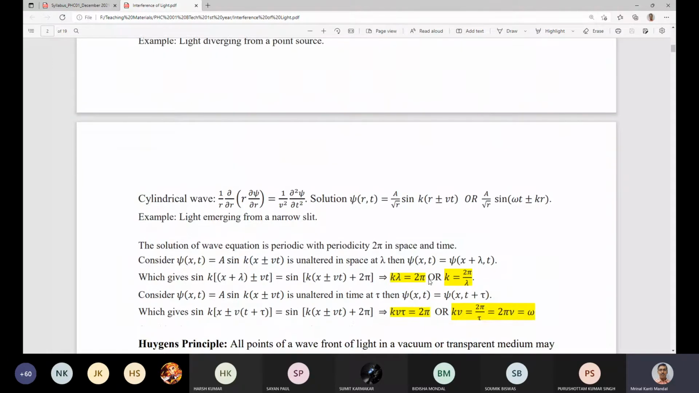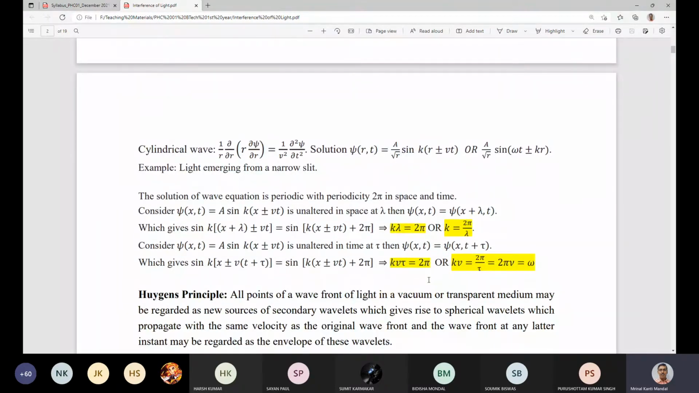Another we can say is the cylindrical wave. The radial part of the cylindrical wave is 1 by r del by del r of (r del psi by del r), equal to 1 by v square del square psi by del t square, right?